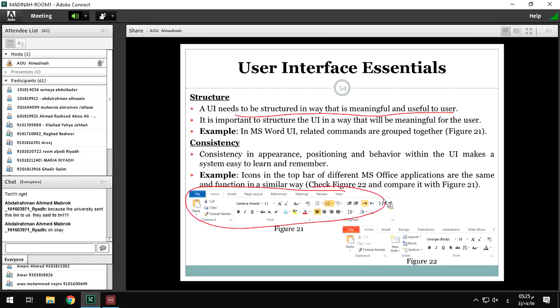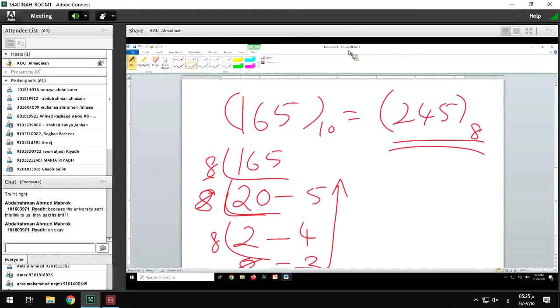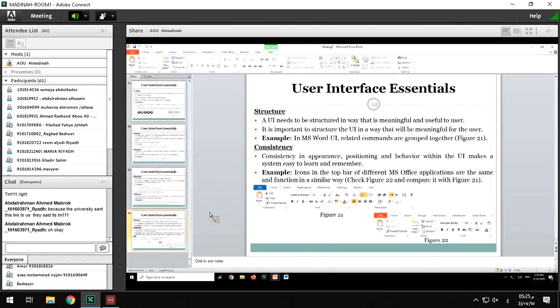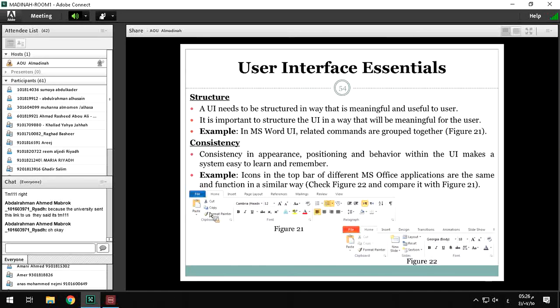Okay. Consistency means it appears in a consistent form in all applications. For example, if you open Microsoft Office, you see how the menus are listed: File, Home, Insert, Design, Transition and all. This is from Microsoft PowerPoint. If I open Microsoft Word, I find the same thing, File, Home, Insert, and so on, in a similar place. This is called consistency. So we need to keep things as consistent as possible.